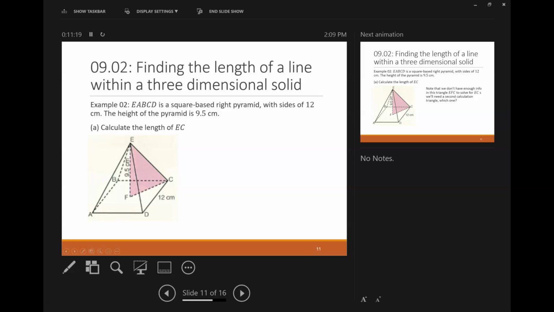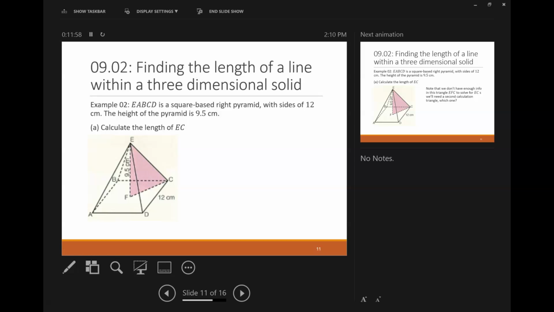Okay. Do I have everything I need to be able to solve for EC right now? We're missing something, right? What are we still missing? FC. So we're going to need to make a second calculation triangle to find FC. What calculation triangle can I use to find FC? I would use ADC and split AC in half. Why is it okay to split AC in half?